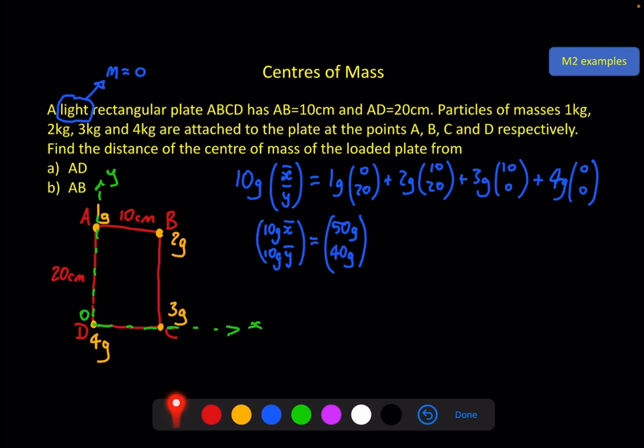And then I'll say it like this. I'm going to equate the x components. So 10g x bar has to equal 50g. And 10g y bar has to equal 40g when I equate the y components. And that's not really any different to what we did last time, it's just a slightly different way of thinking about what's going on. And it still gives x bar, y bar to be 5 and 4 respectively. So it's halfway along this side, 5 centimeters, but it's only 4 centimeters up this side.